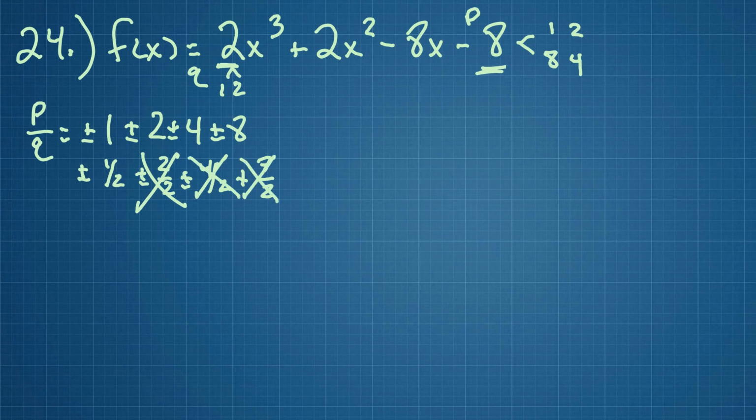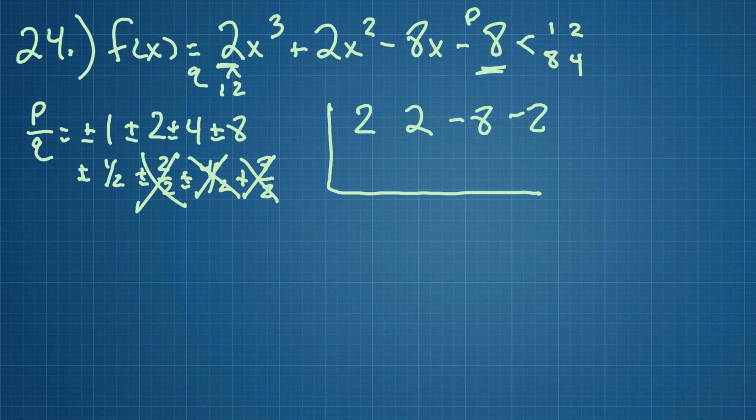So I just have 5 different options, times 2 is 10 different choices. So I'm just going to start picking. My rule is always to pick 1 first, then switch to negative 1. So I pick 1. I put 2, 2, negative 8, negative 8 in the box.